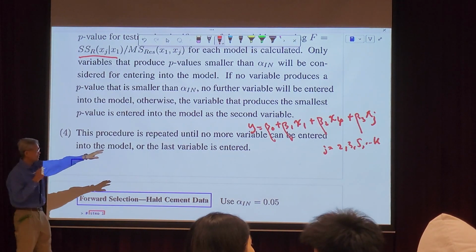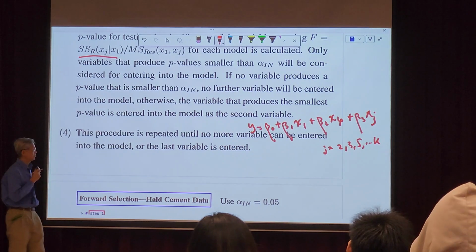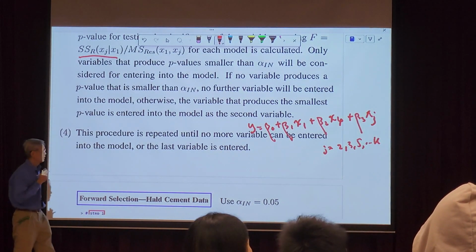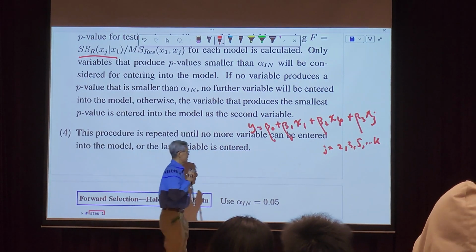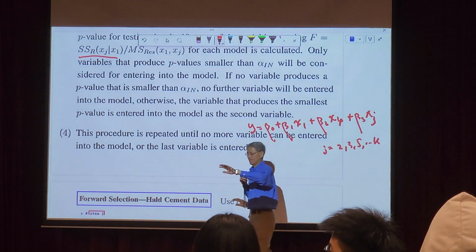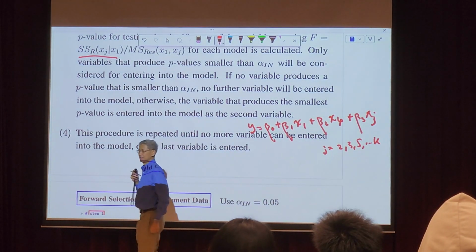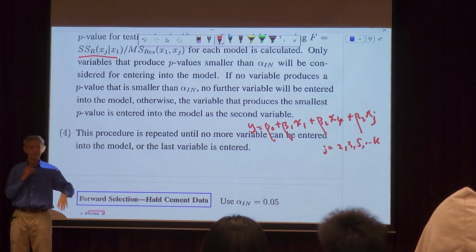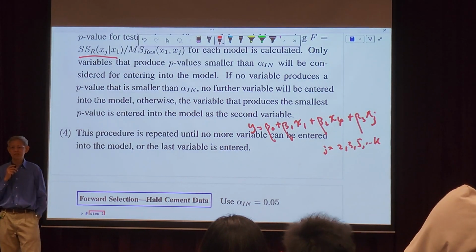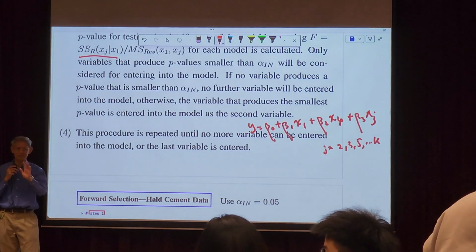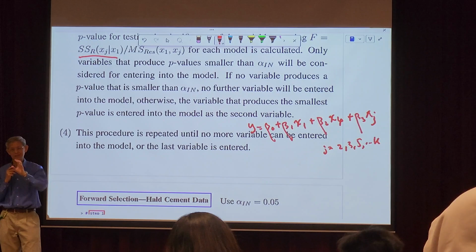And if you can find a p-value smaller than alpha in, you include that one as your third regressor variable. Now, suppose at this step all the p-values are now greater than alpha in. Then you stop. That's it. You're not going to enter the third regressor variable into it. You got it? So that's forward. You choose one variable at a time.